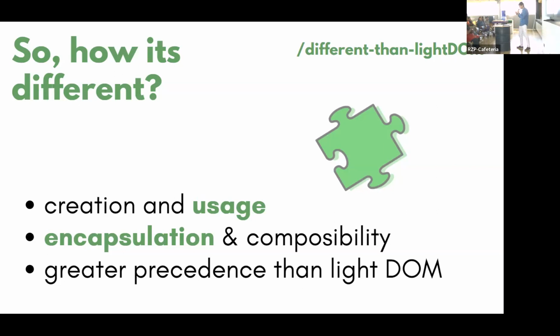All right, now the last point you see, greater precedence than the light DOM. So basically, let's say you have a paragraph tag, and in the paragraph tag you have written something. But let's say you attach a shadow to it. How do we attach a shadow? We are just going to look into it. So let's say you have a shadow DOM for the paragraph tag. Shadow DOM takes greater precedence by default in the browser.